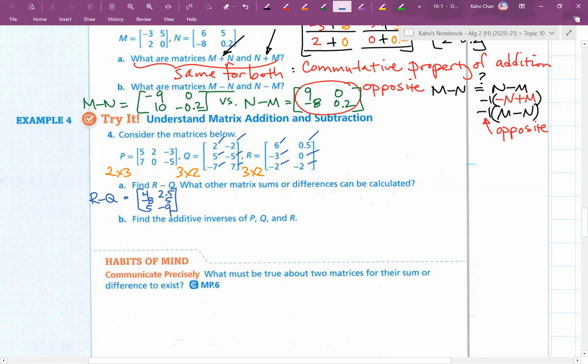Okay, that was it. What other matrix sums or differences can be calculated? I'm going to give you a moment to play with that. I'm just going to start listing the ones I have here on my list. Try this on your own.